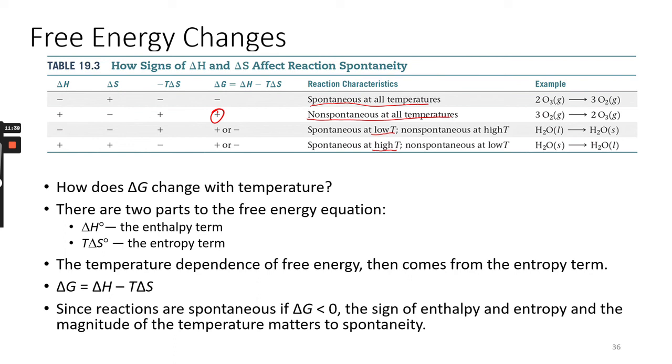So how does delta G change with temperature? Well, it depends on what your delta H and delta S are. There are two parts to the free energy equation: your enthalpy term, and your entropy term. And really, this term here has the temperature in it. So the temperature dependence of free energy comes from the entropy term, which is this one right here. Since reactions are spontaneous if delta G is less than 0, the sign of enthalpy and entropy and the magnitude of the temperature will matter to determine if it is spontaneous or not. Remember, you have to get delta G to be less than 0.